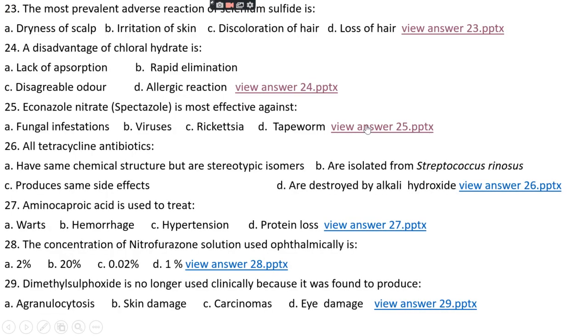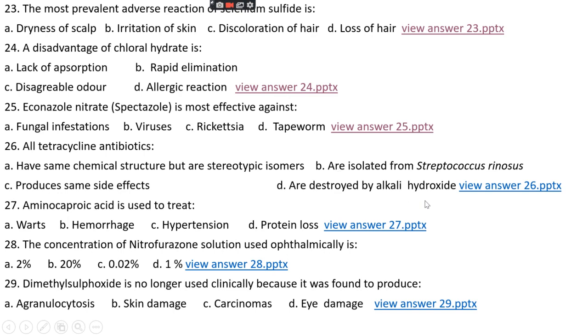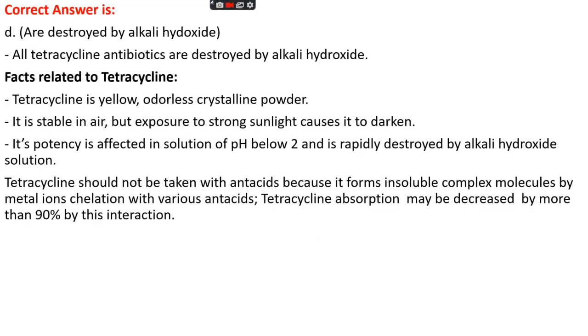Okay. Question number 26. All tetracycline antibiotics: option A, have the same chemical structure but are stereoisomers; option B, are isolated from Streptomyces rimosus; option C, produce the same side effects; option D, are destroyed by alkali hydroxide. The right answer is option D, that is, are destroyed by alkali hydroxide. All tetracycline antibiotics are destroyed by alkali hydroxides.